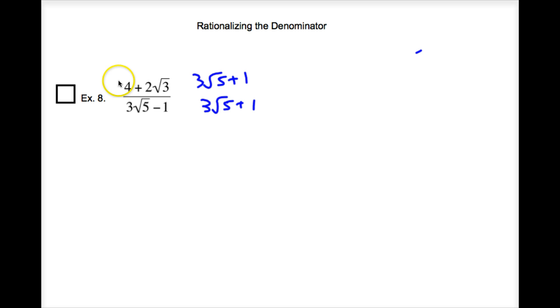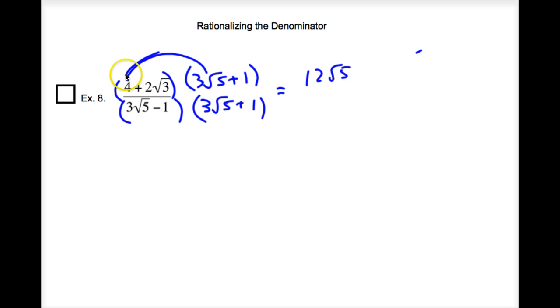And now we just have some serious FOILing to do on top, and we've got conjugates on the bottom. On the top, I've got 12 root 5. I've got plus 4. And I've got 2 root 3 times 3 root 5. So that'd be 2 times 3, 6. 3 times 5 on the inside, square root 15. And then finally I have 2 root 3 times 1, which would just be 2 root 3. Looking to add like terms, I don't have any like terms, so I don't have to do any more in the numerator there.